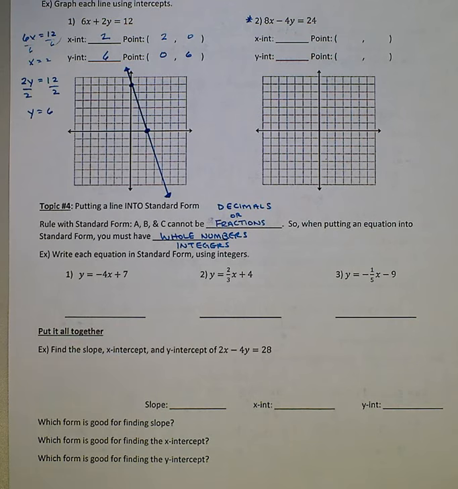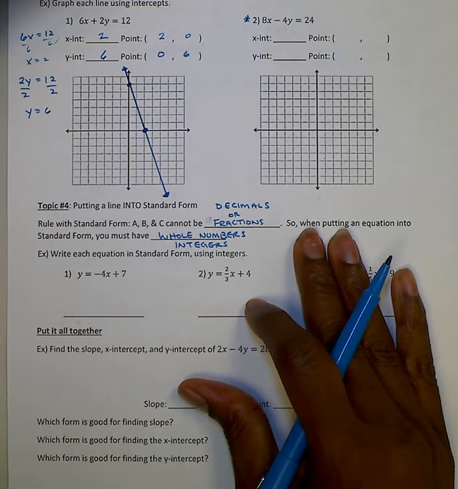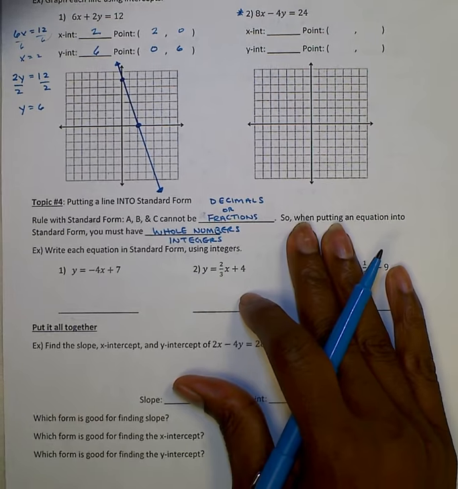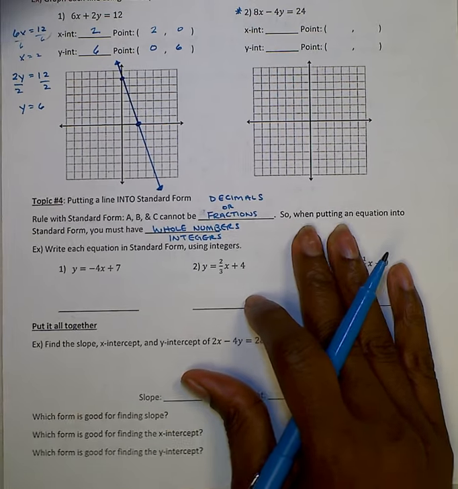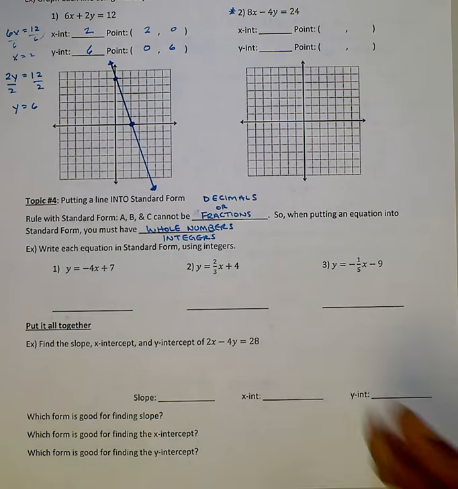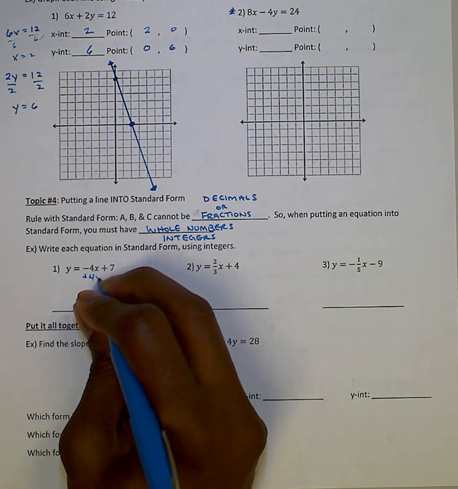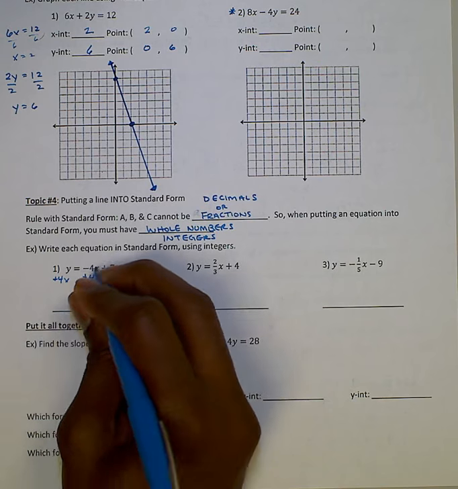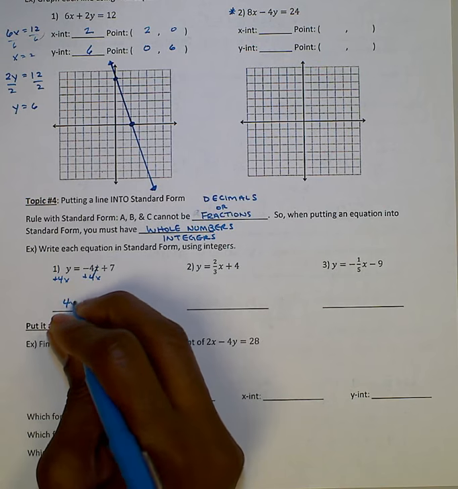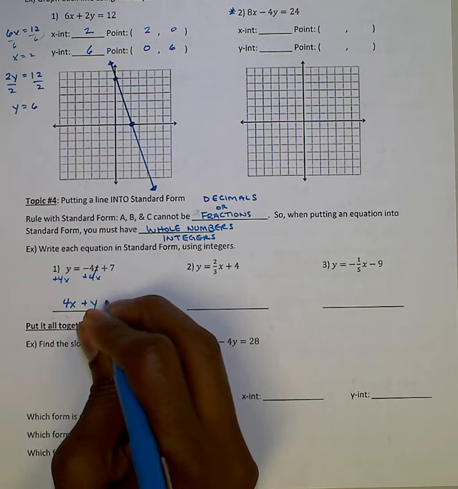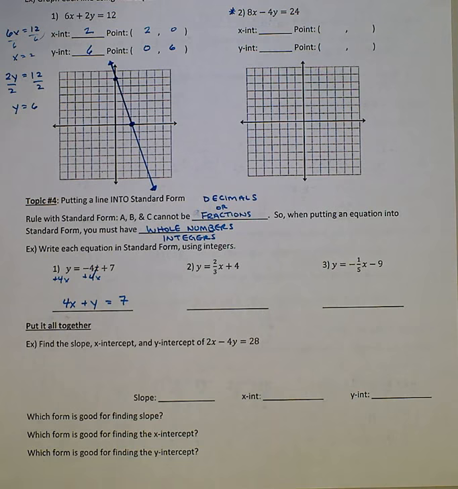All right, so remember that the big difference that we noticed right away was that x and y are on the same side here. So that's essentially what we're going to try to do. We're going to try to make sure that we get x and y on the same side. For this first problem, it's pretty simple. We're going to add 4x to both sides. So on the left side, we have 4x plus y equals 7. That's standard form.